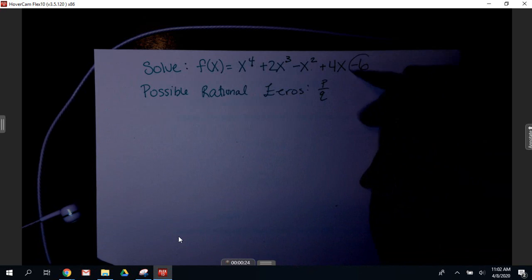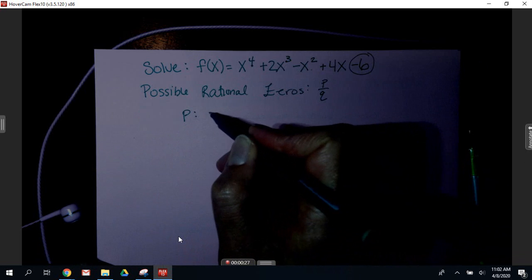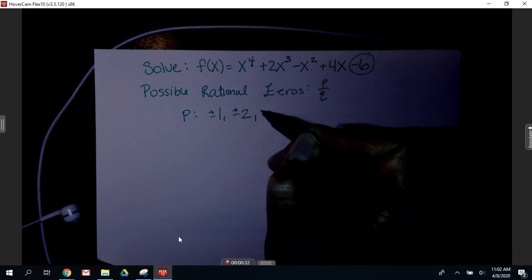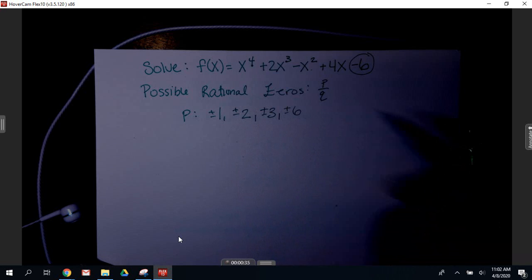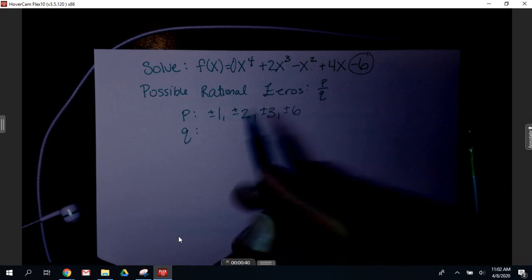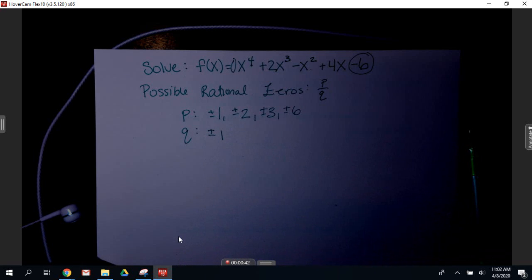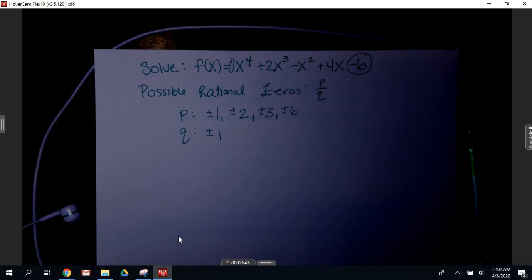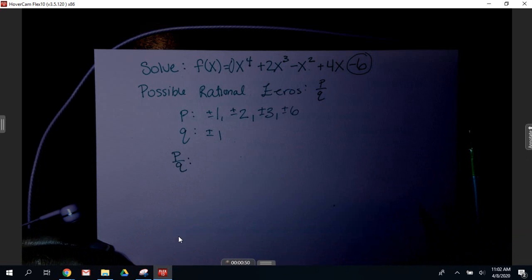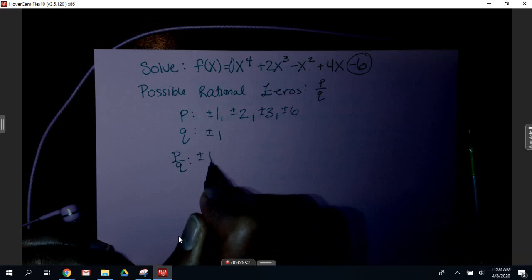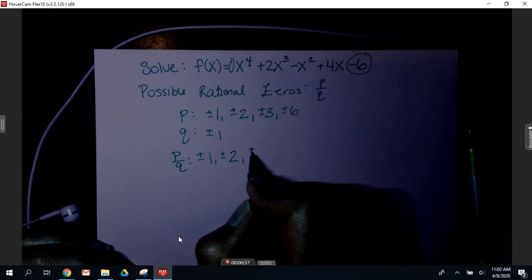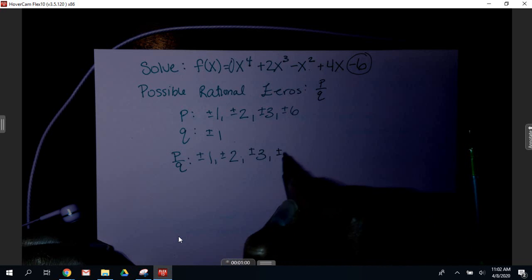So our P's, we're going to look at -6. So factors of 6 are plus or minus 1, plus or minus 2, plus or minus 3, and plus or minus 6. And then for our Q's, our leading coefficient is 1, so we're looking at plus or minus 1. So instead of looking at every single number, now we're down to just 8. So our P over Q's are plus or minus 1 over 1, plus or minus 2 over 1, plus or minus 3 over 1, and plus or minus 6 over 1.